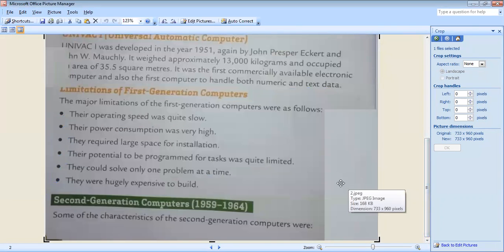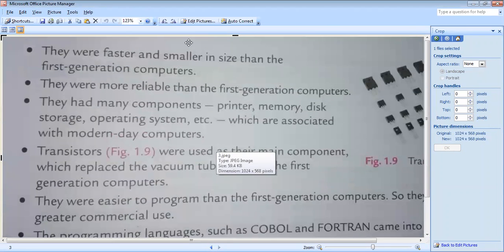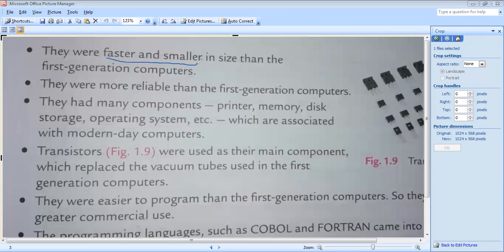Then came the second generation computers. Some of the characteristics of the second generation computers were they were faster and smaller in size than the first generation computers. They were more reliable. They had many components, such as printer, memory, disk storage, operating system, etc., which are associated with modern day computers. Transistors were used as their main component.